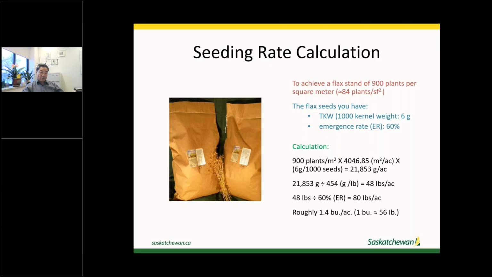And step 3, adjusting for the emergence rate. That means removing those non-viable seeds. Use this 48 pounds divided by 60%, which means you need to put down 80 pounds of seeds to reach that 48 pounds, which would generate 100% emergence. Roughly, this 80 pounds is equal to 1.4 bushels per acre, because 1 bushel is about 56 pounds.